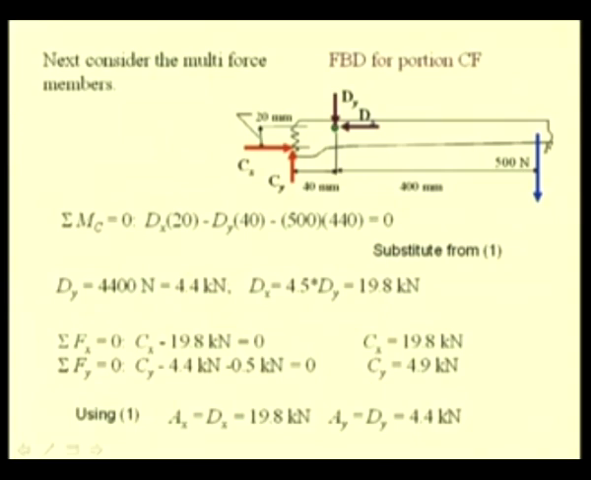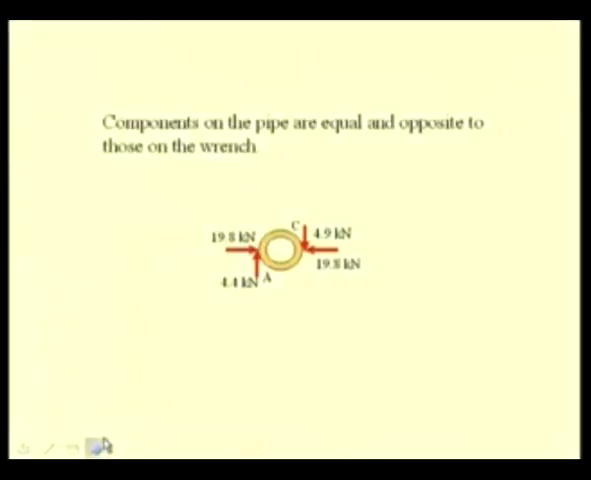So, now we have found all the reactions that are being applied to the wrench by the pipe. So, in order to know the forces on the pipe, they will be the equal and opposite forces that are being applied at A and C. So, we have these forces 19.8 kilonewton, 4.4 kilonewton, 4.9 kilonewton and 19.8 kilonewton force being applied onto the pipe.